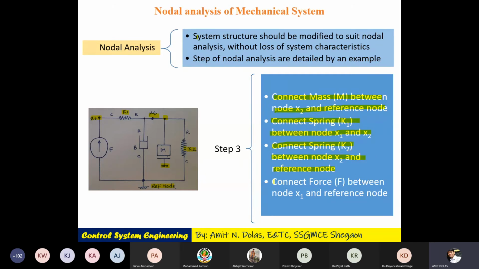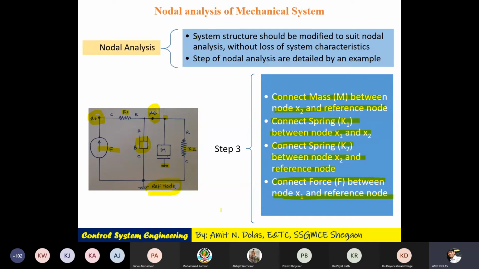Then connect force between node x1 and reference node. Connect force between node x1, here is node x1 and the reference node. और एक बचा है connect damper. Damper कहाँ पे? Damper is between node 2, that is displacement x2, and the reference node.